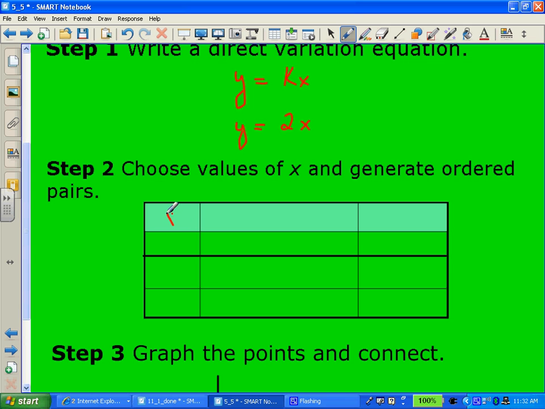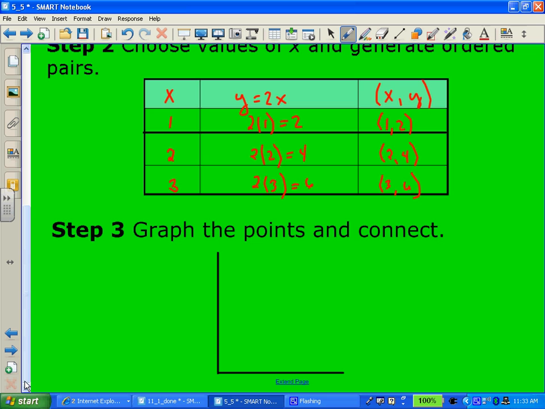Then I'm going to choose some values of x and generate ordered pairs. Okay, we'll just keep it simple here with 1, 2, 3. So then I have 2 times 1, which is 2. 2 times 2 is 4. And 2 times 3 is 6. So then I have (1, 2) as an ordered pair, (2, 4), (3, 6).